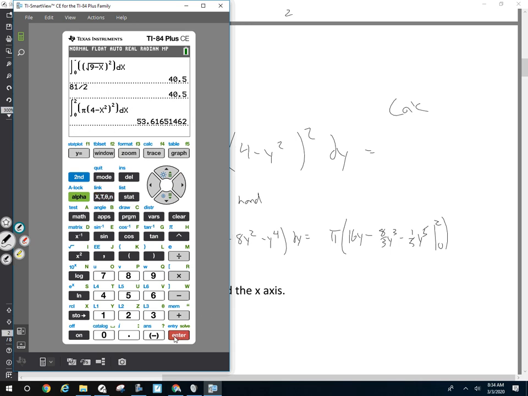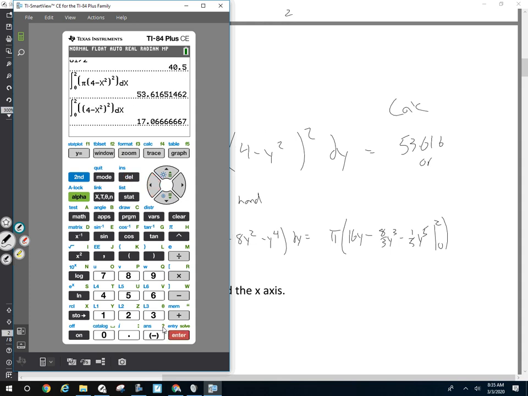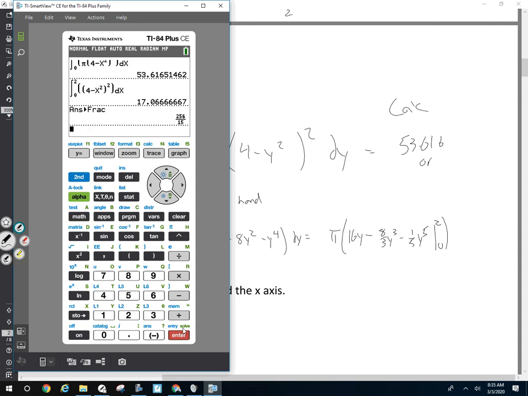Okay, 53.616, or take this pi out, and then just don't forget about the pi at the end. That's probably a nice fraction. Okay, not that nice. 256/15 pi.